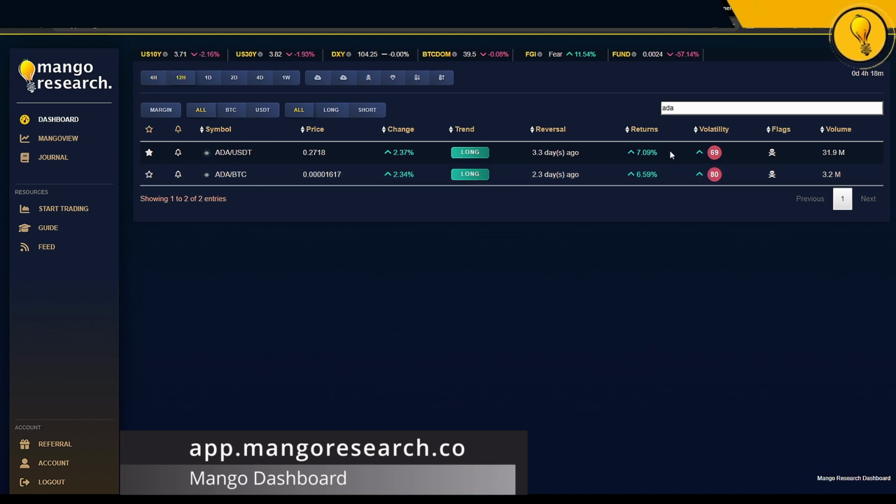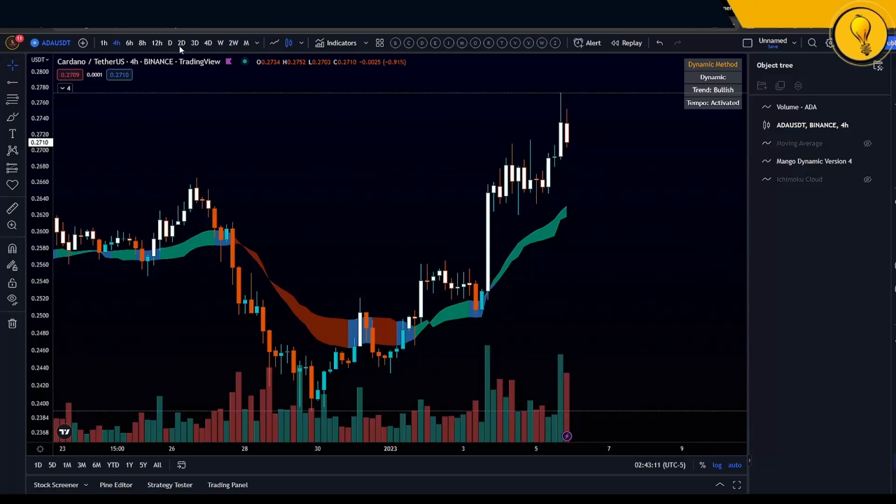How about the 12-hour time frame? Nice, wow. Cardano USDT on the 12-hour time frame gave us a long signal 3 days ago. If you caught a trade on that, you're up by a good 7%. Volatility is flashing 69, telling us that, hey, the bulls might still have a bit more oomph in them. How about the daily? Okay, daily is still neutral, telling us that the bullish long trend signals on your lower time frames, that trend has not yet cascaded on over to your higher time frames just yet.